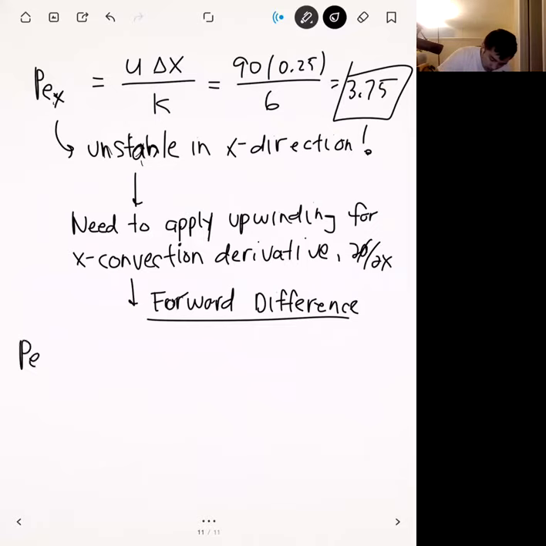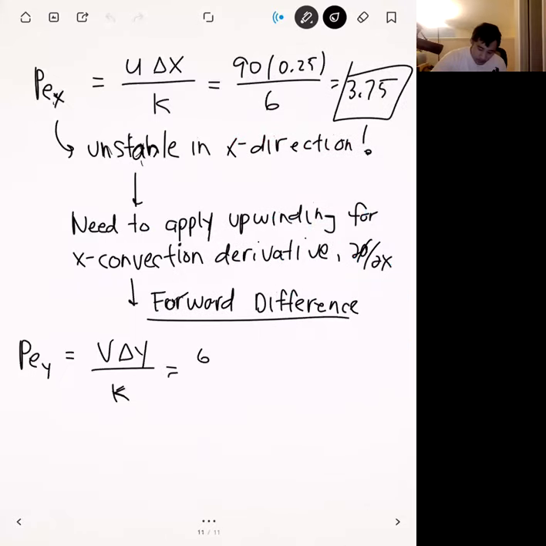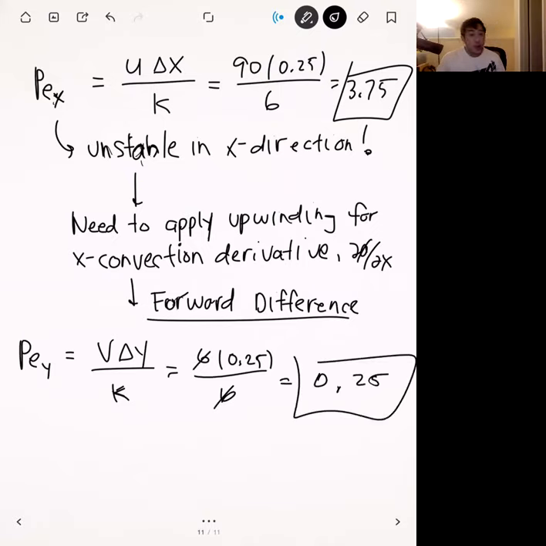And so now let's compute the Peclet number in the Y direction. The Peclet number in the Y direction is going to be V delta Y divided by K. And so let's plug in the numbers for this. Our V velocity is 6. We multiply by 0.25, which is our grid spacing, divided by 6. And what we get is 0.25. And so in the y direction here, what we have is a stable solution, and so we can go ahead and apply central difference for this guy.